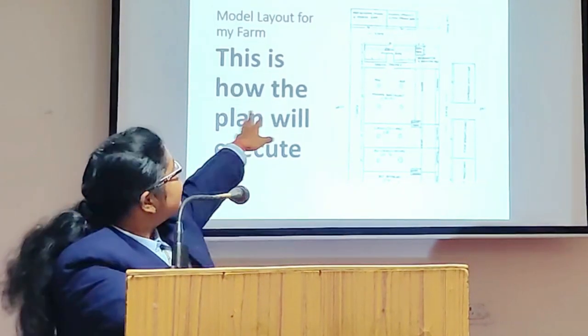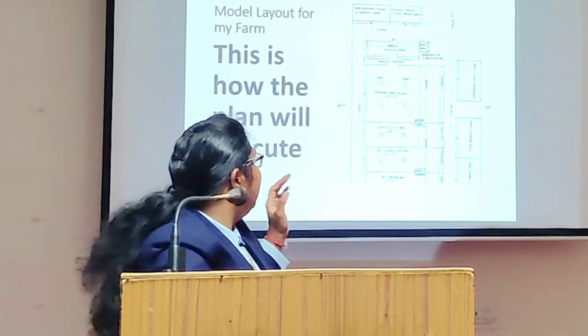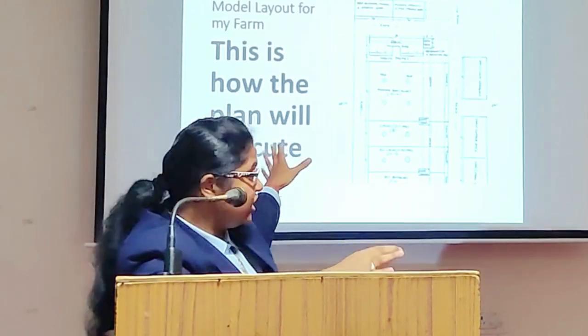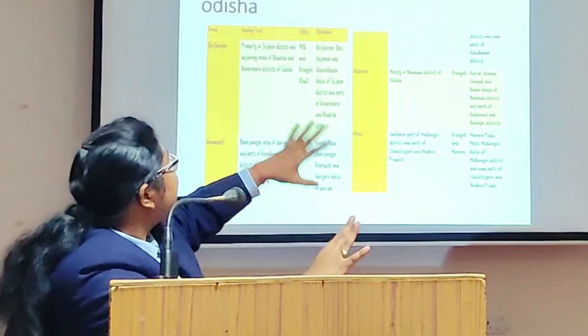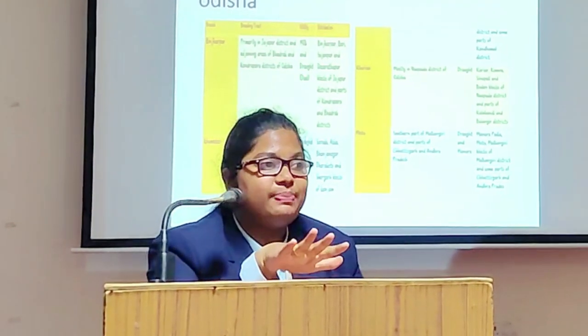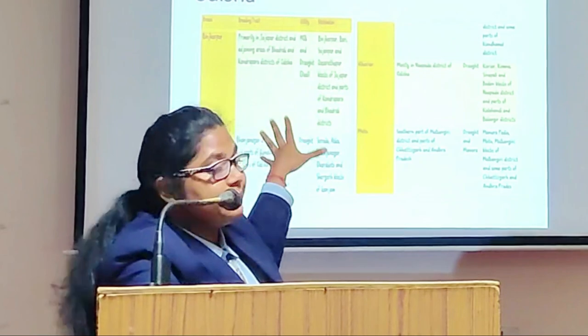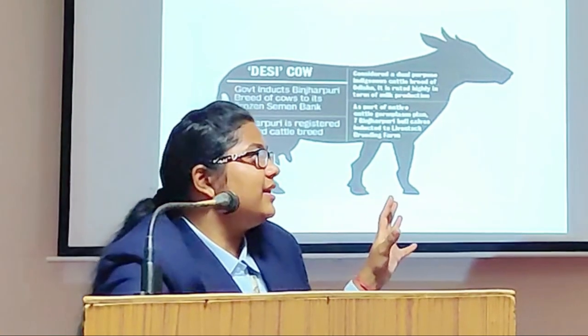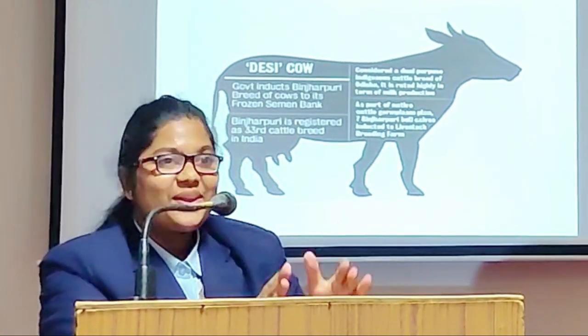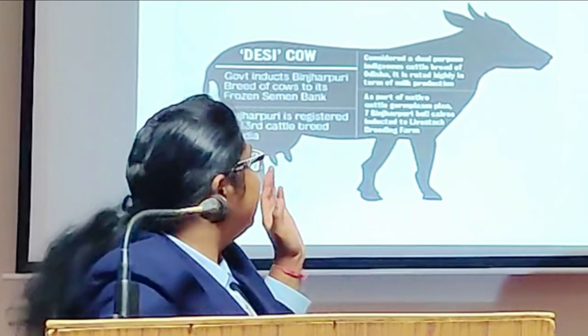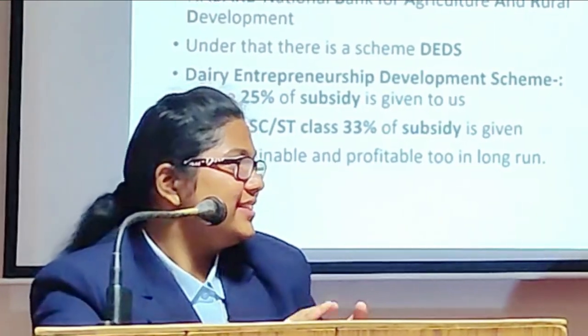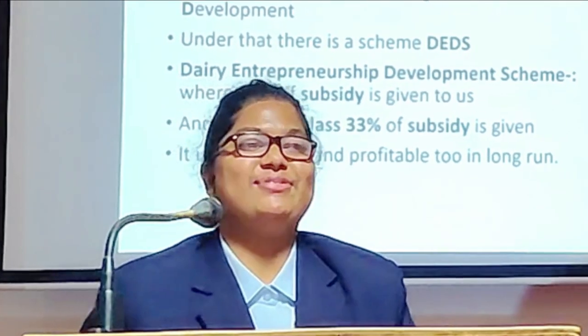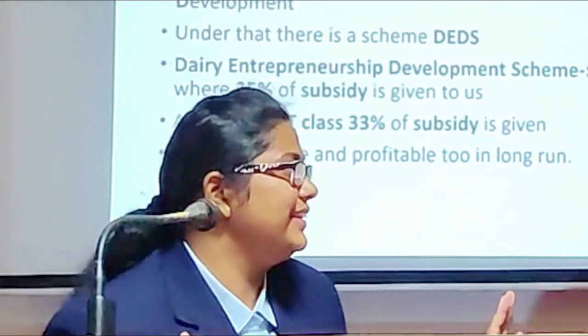Please. So this is the model. I have planned my business in this model. This is the model which I'll execute. Next. So I'll start my business in my native place, Odisha. In Odisha, these are the breeds which are found. Next slide. So this is the main breed which I'll focus on. Next. Okay, if you have any queries, then thank you.